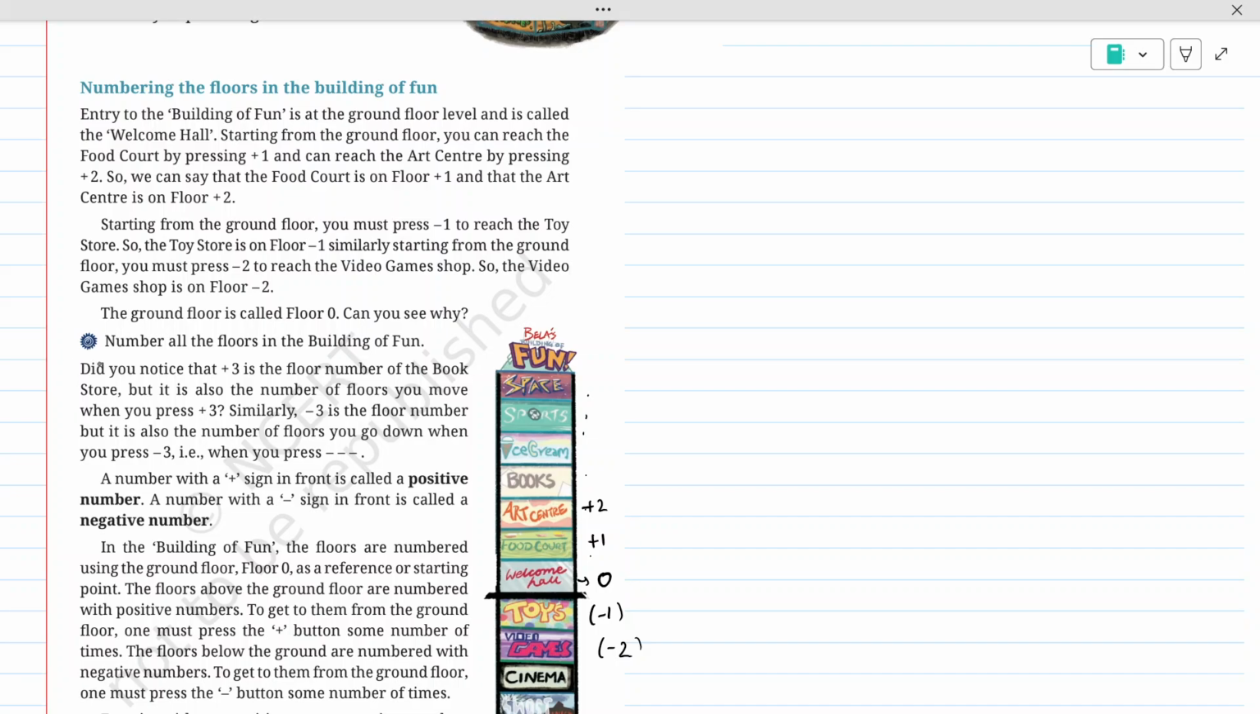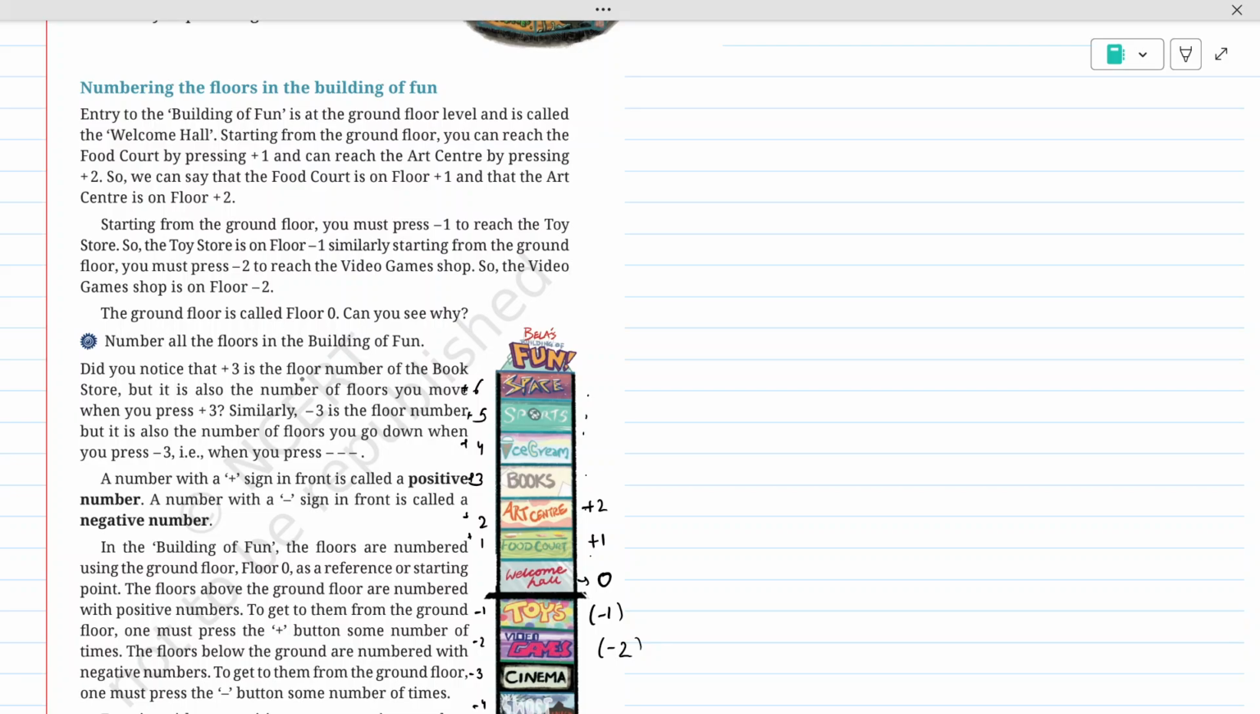Now, the first thing is to number all the floors in the building of fun. We can do that. This is the first floor, I'm writing this side. This is the second floor, third, fourth, fifth and sixth. And all these are positive. I'm marking them positive. They are on the upper side of 0. Similarly, if we go down, then it is -1, -2, -3, -4 and -5 here, right?